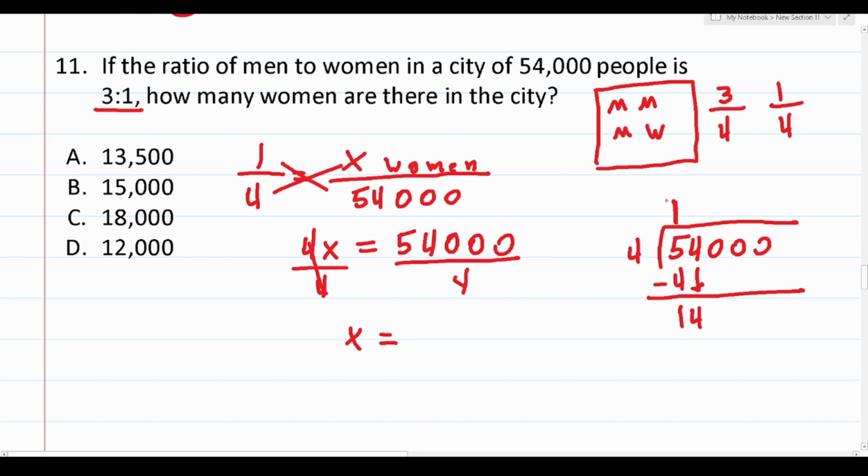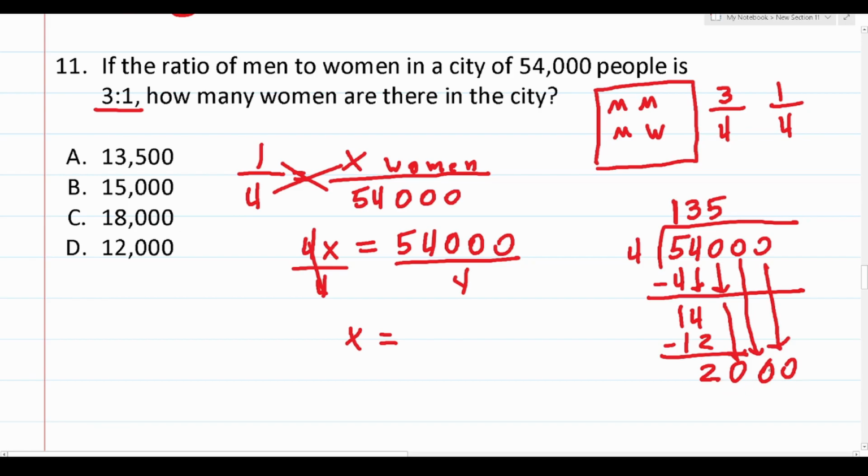4 goes into 14 3 times without going over. 4 times 3 is 12. 14 minus 12 is 2. Let's go ahead and drop down a 0 now. And we can actually drop down all of these remaining zeros if we want. Because if we think about it this way, 4 goes into 20 5 times.